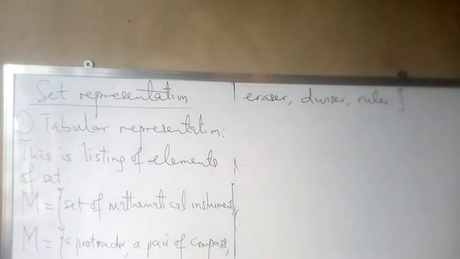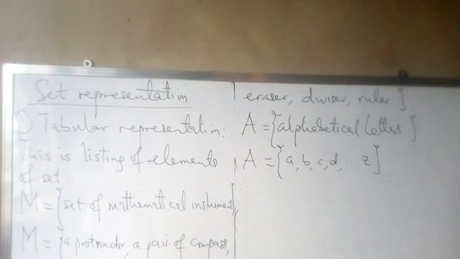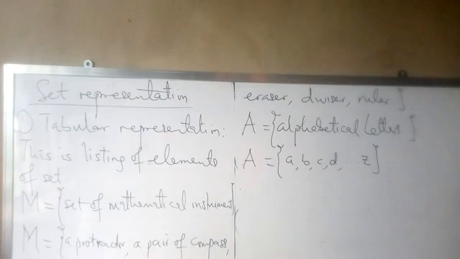Another way you can have a set, let's say A, a set of alphabetical letters. Going by tabular representation, I would say A is equal to A, B, C, D. If I don't want to list all of them, just put three dots, and the last element, you write it Z. So I've given an example of a set of alphabetical letters using tabular representation.